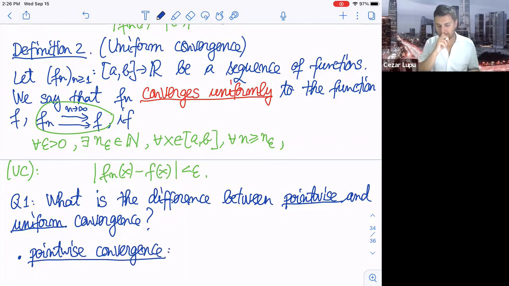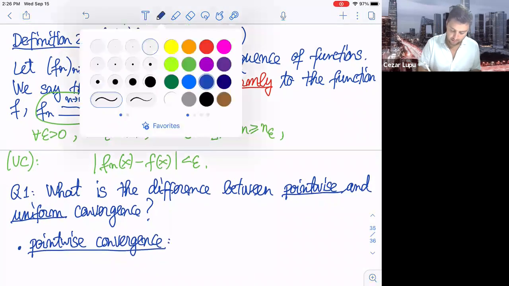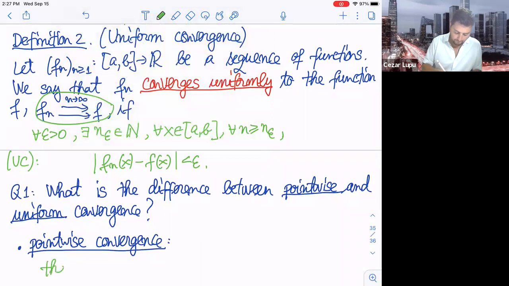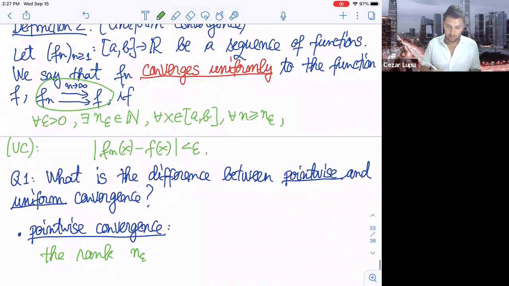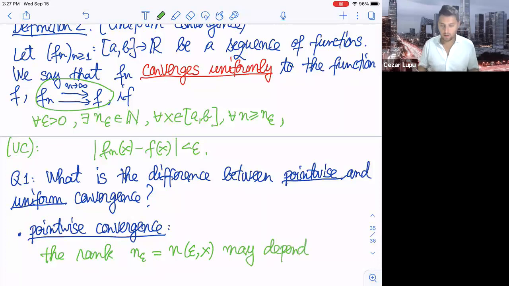So for pointwise convergence, let me write the rank, let's say n epsilon, right? This guy, and we will write it in this way: n epsilon x. So this rank may depend on both epsilon and x.